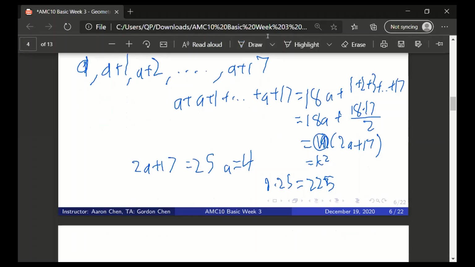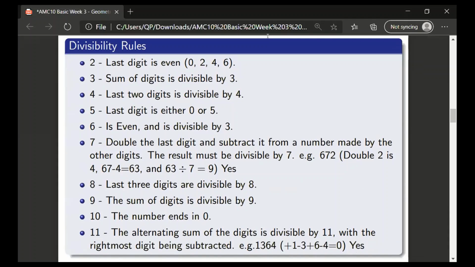All right, so we're going to move on to divisibility rules. For 2, the divisibility rule is that the last digit is even, meaning that it's 0, 2, 4, 6, or 8. And the divisibility rule for 3 and 9 is when the sum of the digits is divisible by 3 or 9. And when the last two digits are divisible by 4. And for 5, it's when the last digit is 0 or 5.